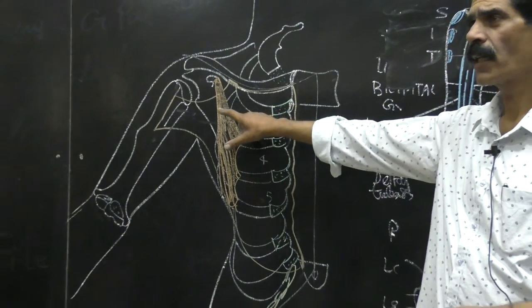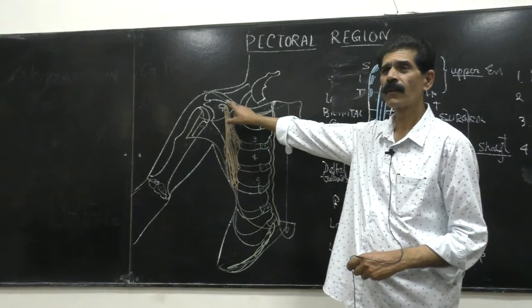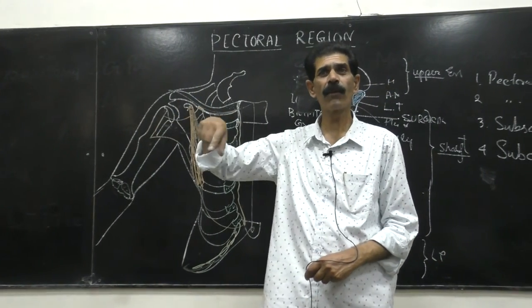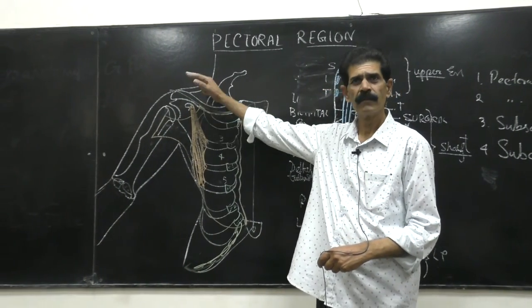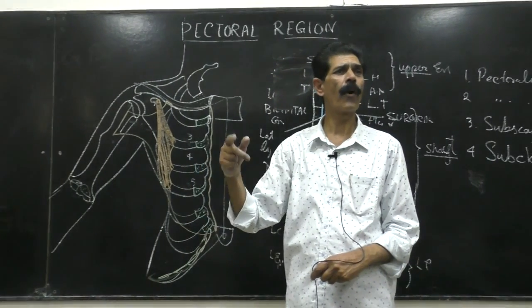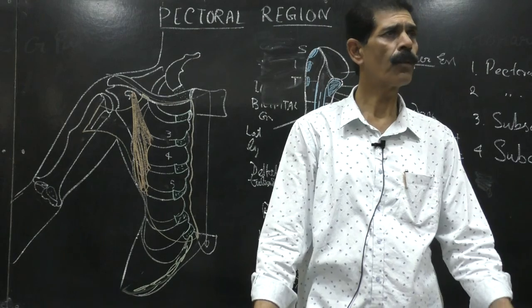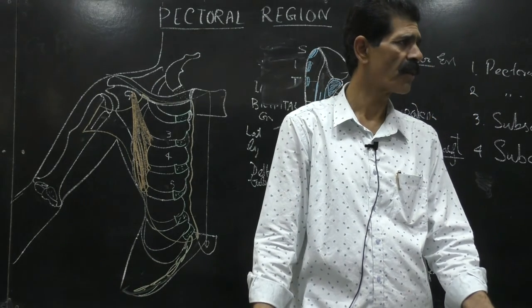Origin, insertion. What is the action? Contract the muscle. What will move? The coracoid process or scapula. In which direction? Downward. So what is the action? Downward pull of the scapula. So it pulls the scapula downward in position.